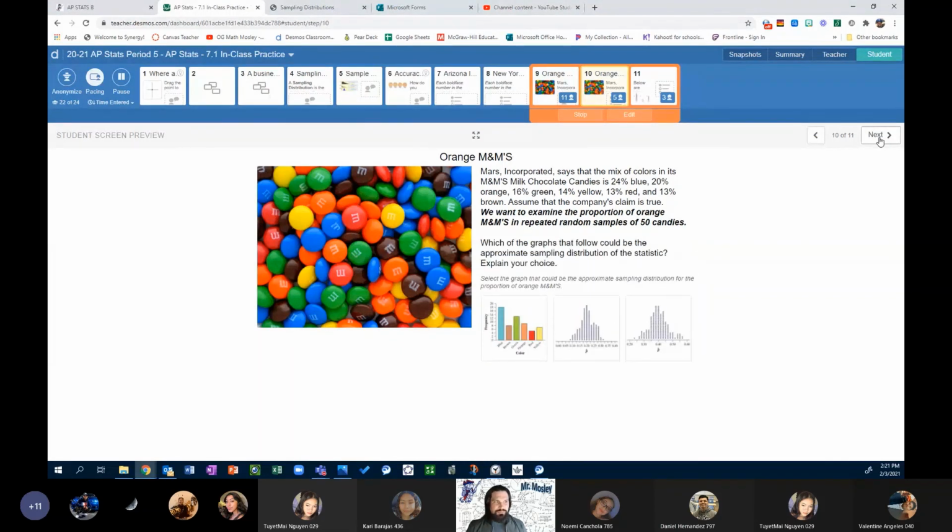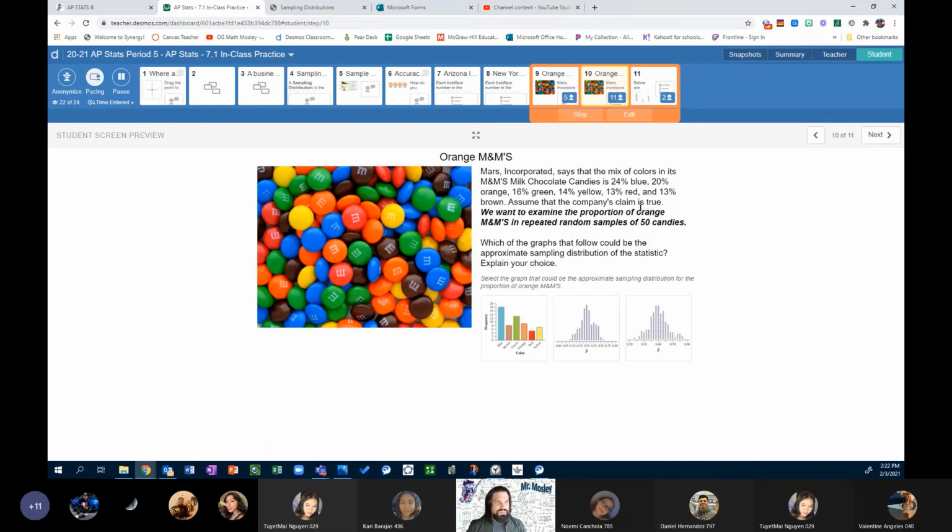In the next part, I know these graphs are small. I tried to make them bigger, but I couldn't figure out how. Which of the graphs that follow could be the approximate sampling distribution of the statistic? The first graph here is a sample distribution. It is not a sampling distribution. It shows the results of one sample of 50 candies and how many candies were of each color. So the first bar graph is not the right type of thing. The next two are both sampling distributions recording p hat, the proportion from each sample.